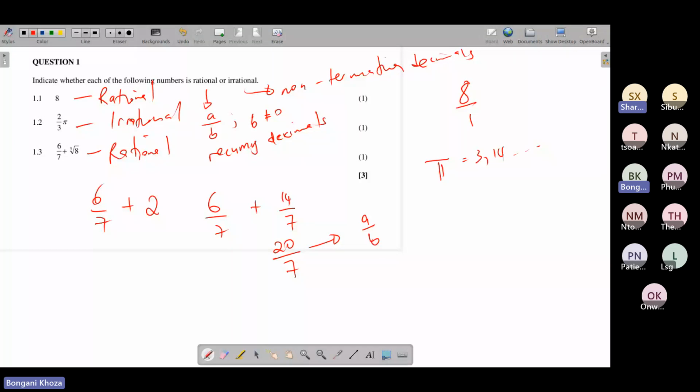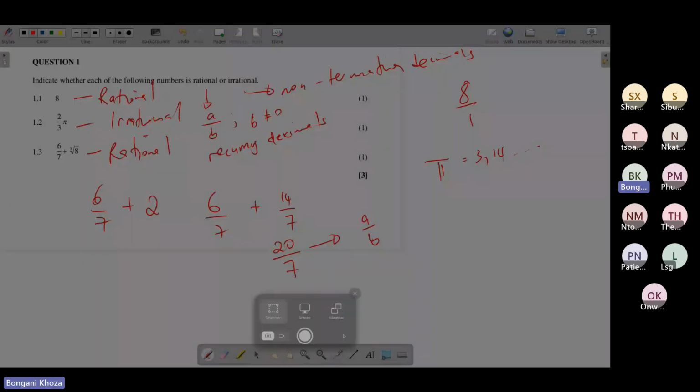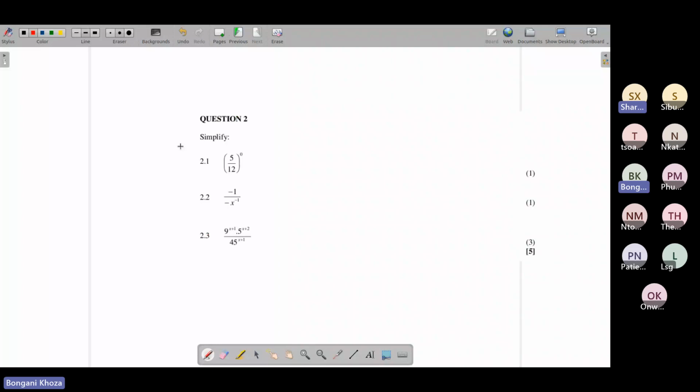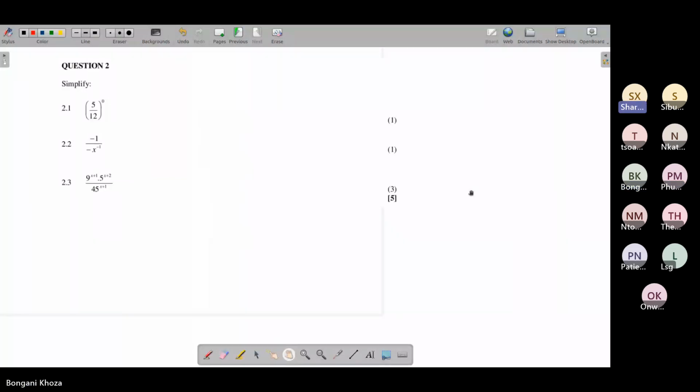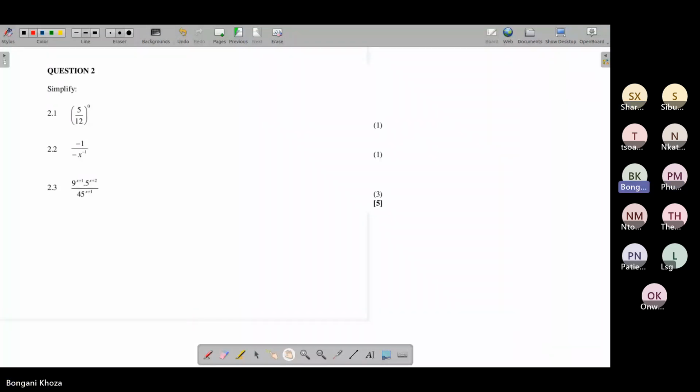Right, question 2. So far that was all for 3 marks. Question 2. We have to apply laws of exponents. Question 2, we're looking at laws of exponents. Is someone saying something?